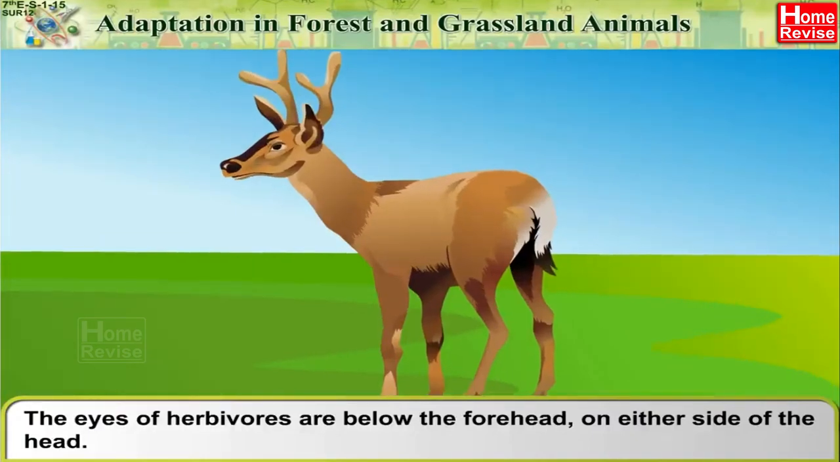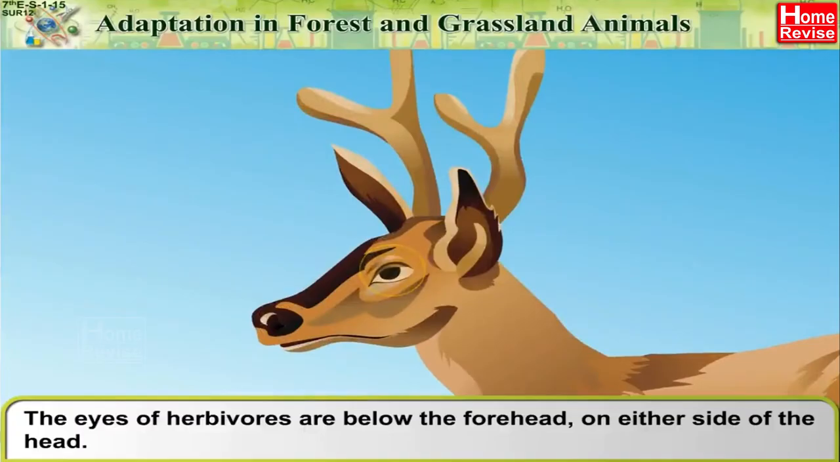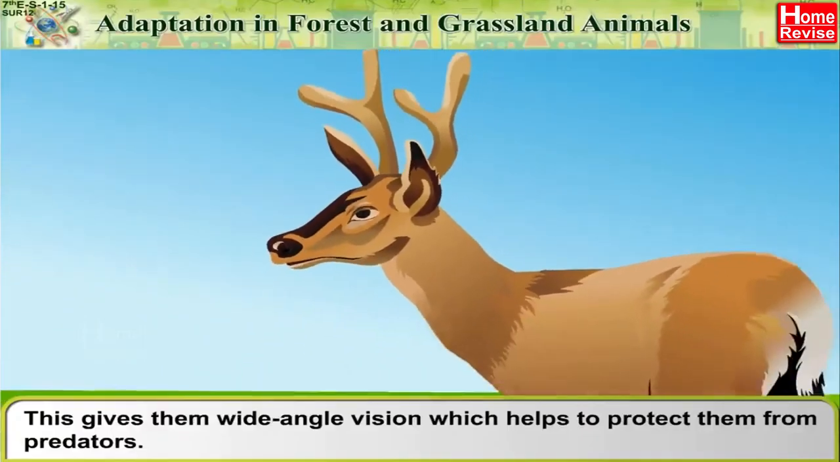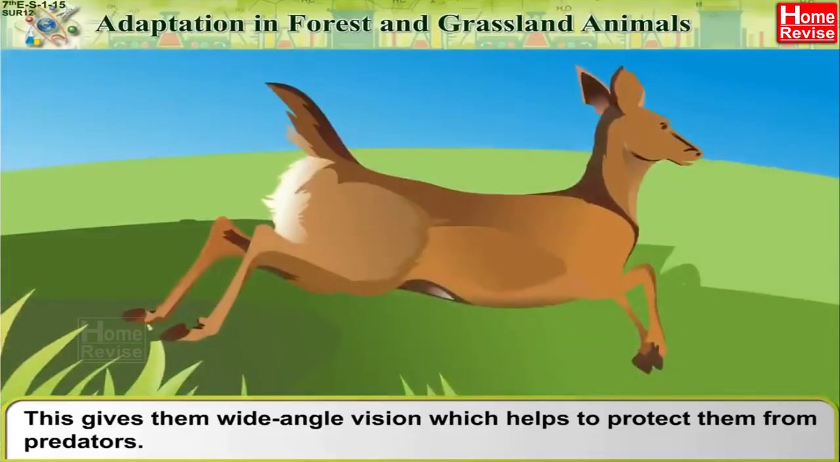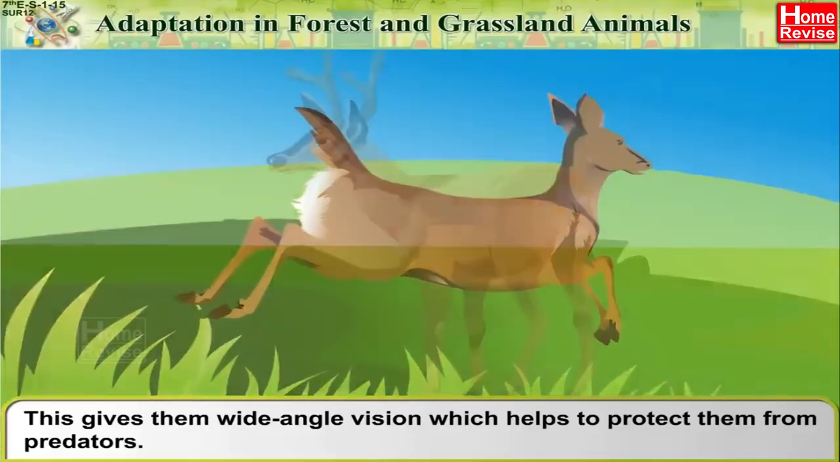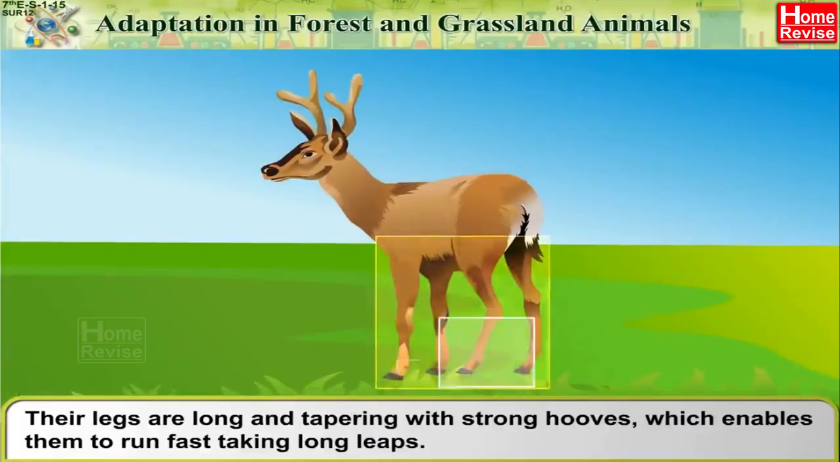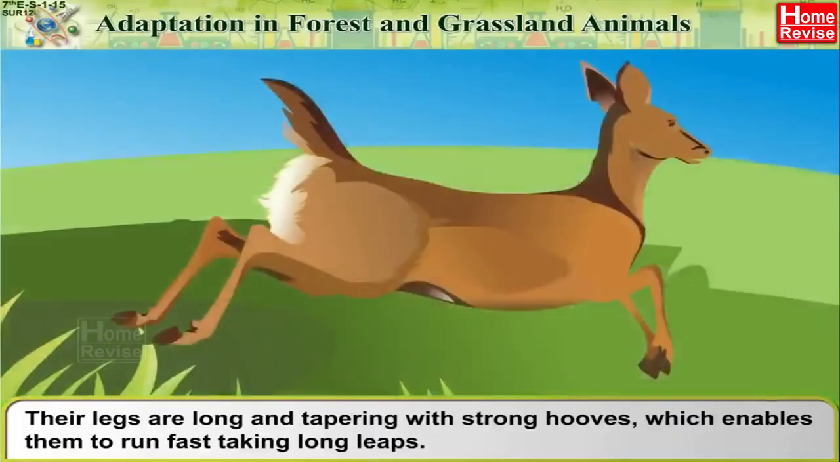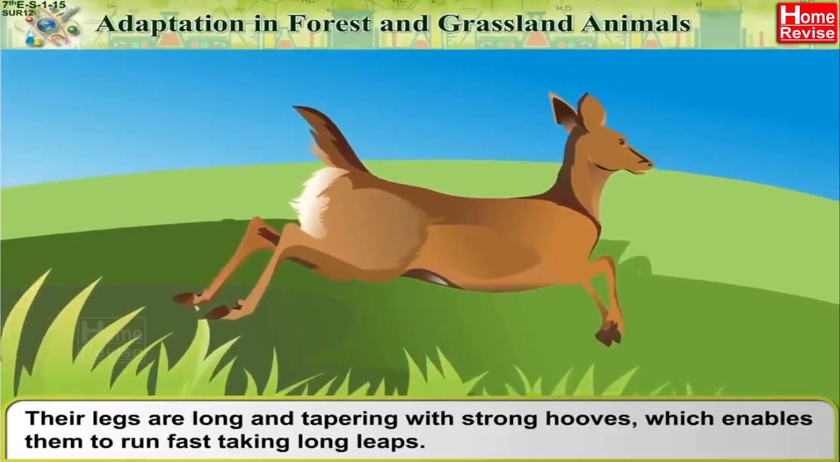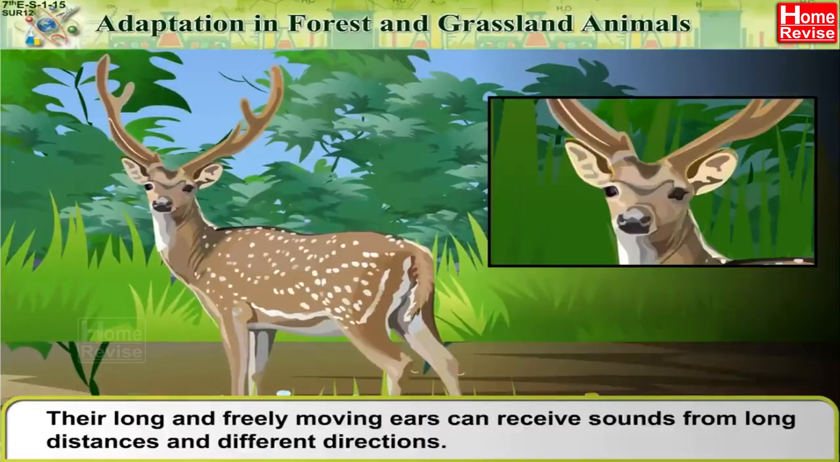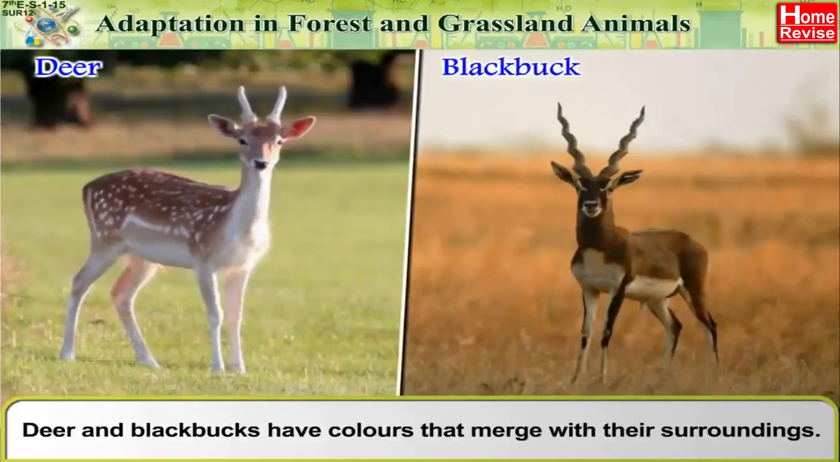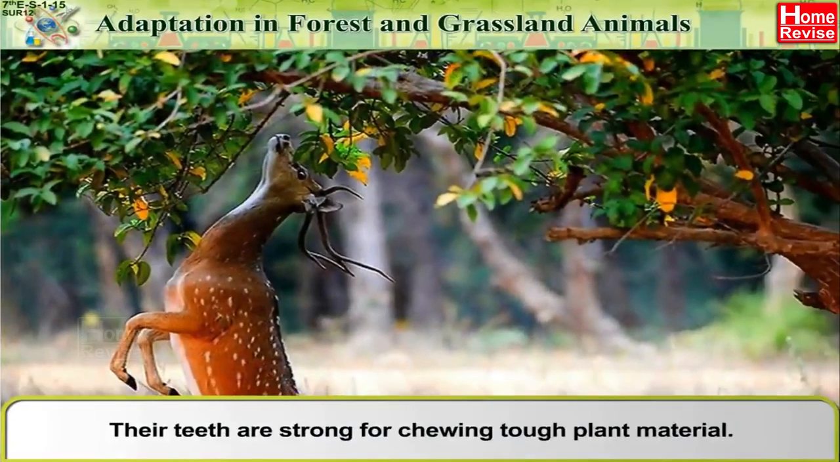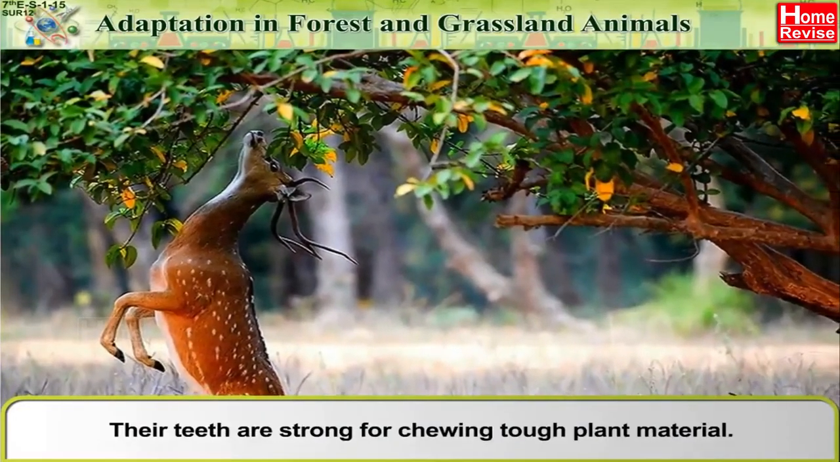The eyes of herbivores are below the forehead on either side of the head. This gives them wide-angle vision, which helps to protect them from predators. Their legs are long and tapering with strong hooves, which enables them to run fast, taking long leaps. Their long and freely moving ears can receive sounds from long distances and different directions. Deer and black bucks have colors that merge with their surroundings. Their teeth are strong for chewing tough plant material.